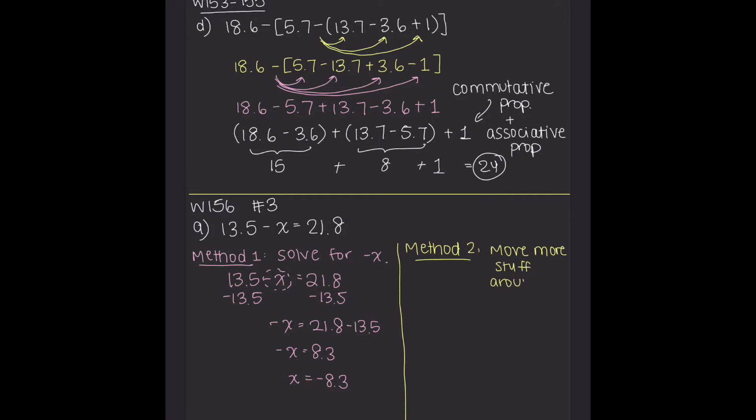So if the minus sign in front of the x is bothering you, then why don't we just add x to both sides first? Get rid of the minus x. If we add x to both sides, then we have 13.5 is equal to 21.8 plus x. Now we just need to isolate this guy, so we can subtract 21.8 from both.